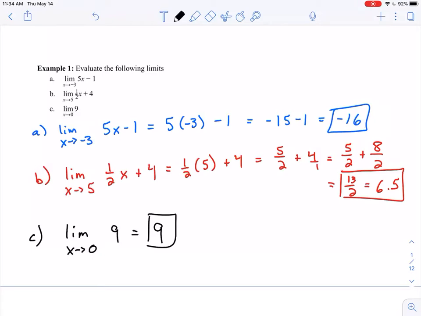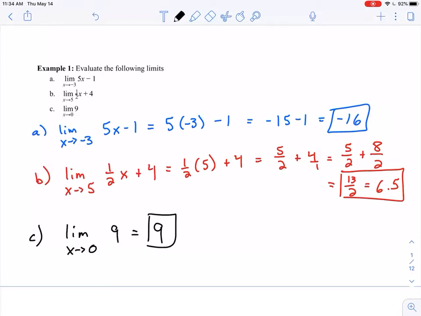So this is a much, much easier way to evaluate some more of these simple limits here rather than having to sketch out the graph of the function. We know, okay, if I want to evaluate a limit, I can just take that number, that x value, and plug it into my linear function.